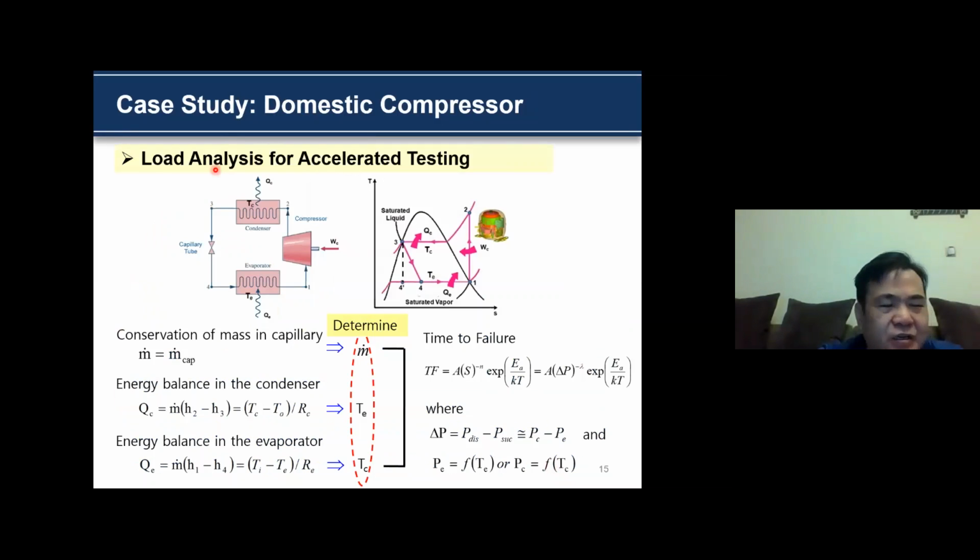This is the load analysis. This is the vapor compression refrigeration cycle. From the conservation of mass in the capillary tube and the energy balance in the condenser and the evaporator, we can determine the mass flow, the evaporating temperature and the condensing temperature. Summarizing, we can find the stress that comes from the pressure difference.